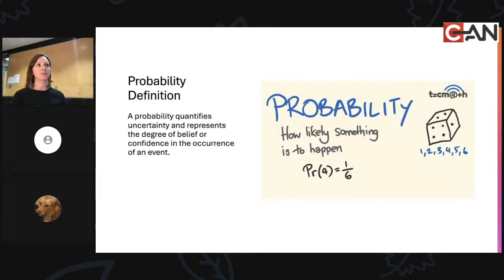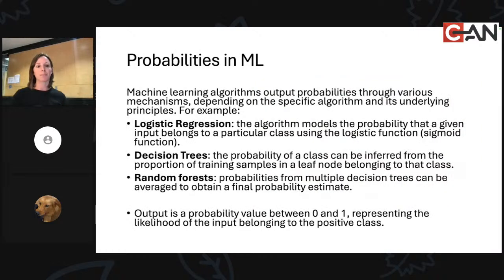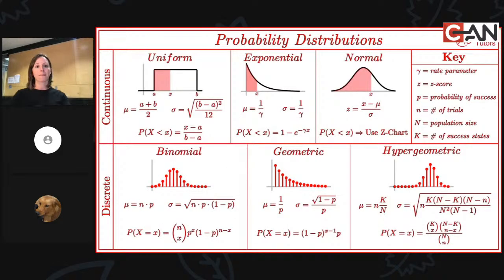So this is important as we think about classification and how many potential classes we could classify something into, how many potential events. There are a lot of machine learning algorithms that use probability, one of which is logistic regression, which we will talk about today.